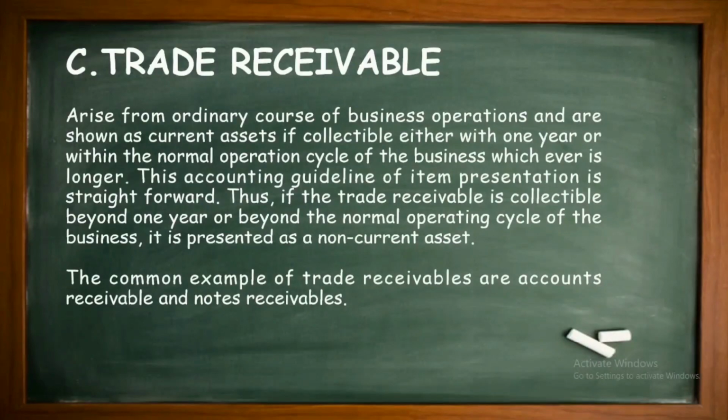1 year or within a normal operating cycle of the business, whichever is longer. This accounting guideline of item presentation is straightforward. Thus, if the trade receivable is collectible beyond 1 year or beyond the normal operating cycle of the business, it is presented as a non-current asset. The common examples of trade receivables are account receivables and note receivables.